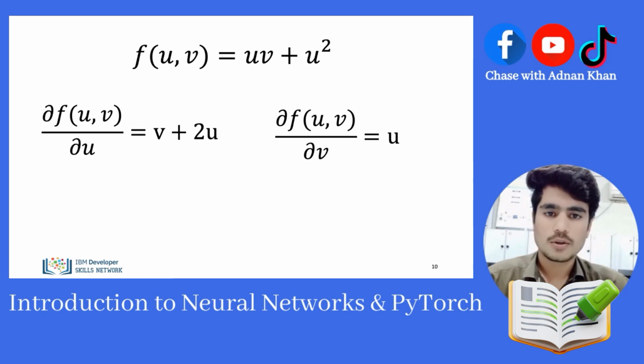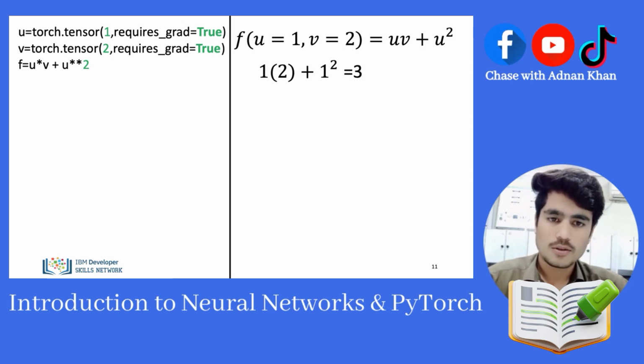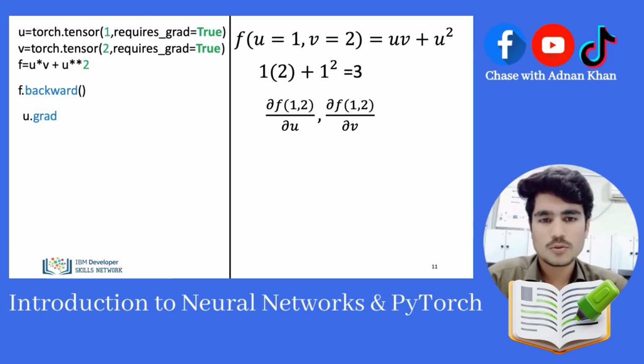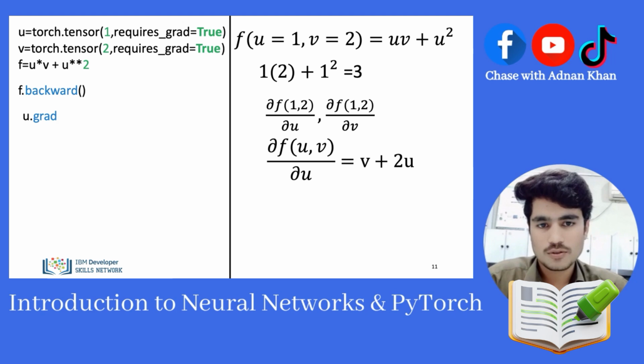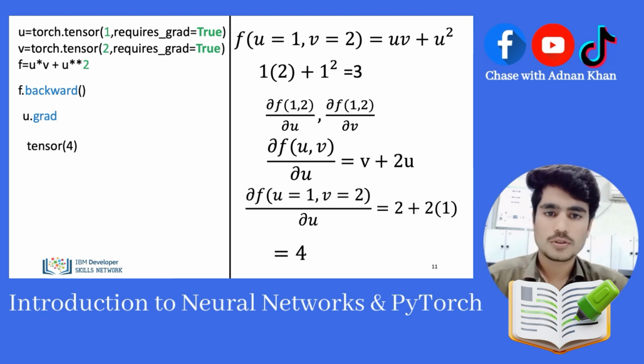Similar to what we had earlier, we define the u and v tensors with the initial values of 1 and 3 respectively. We also define the f tensor. The value of f equals 3. Calling the backward function on f, it will calculate the two partial derivatives of f with respect to u and v, and evaluate them at the values 1 and 2. Calling the grad attribute on u will calculate the derivative of f with respect to u, and evaluate it with the values of 1 and 2 for u and v respectively. Here's a similar process for calculating the derivative of f with respect to v.